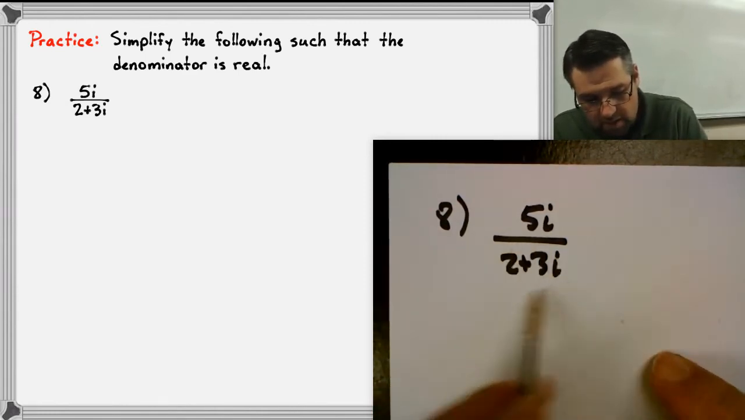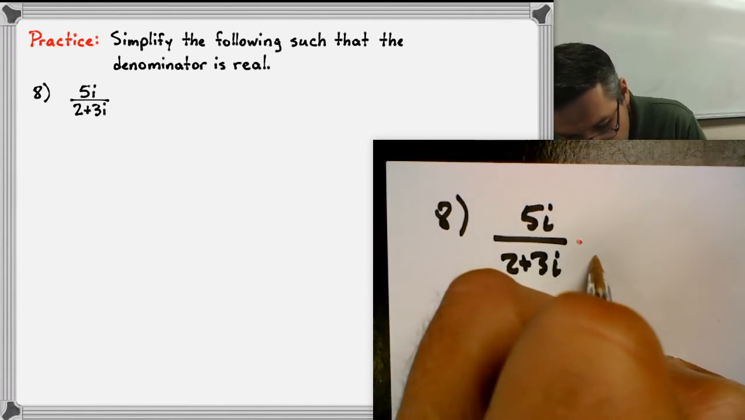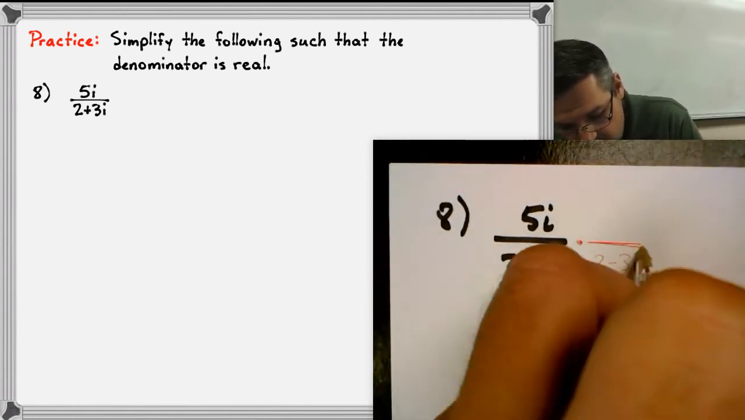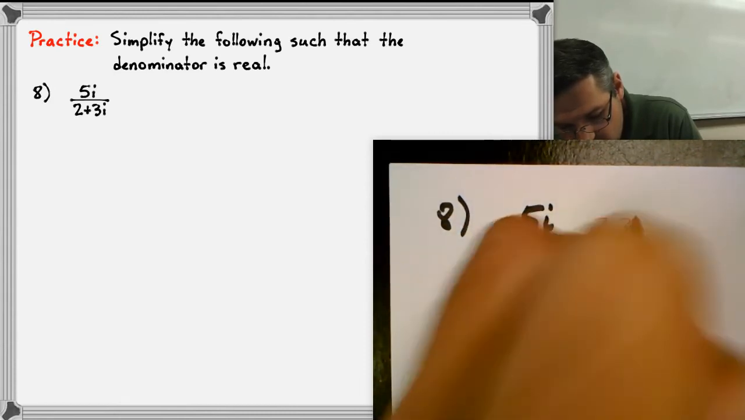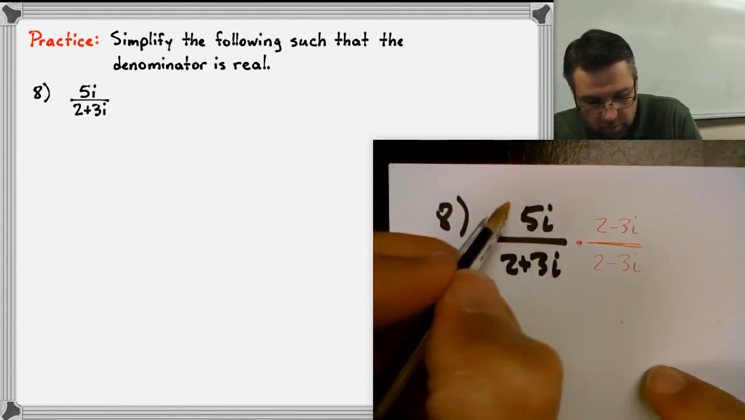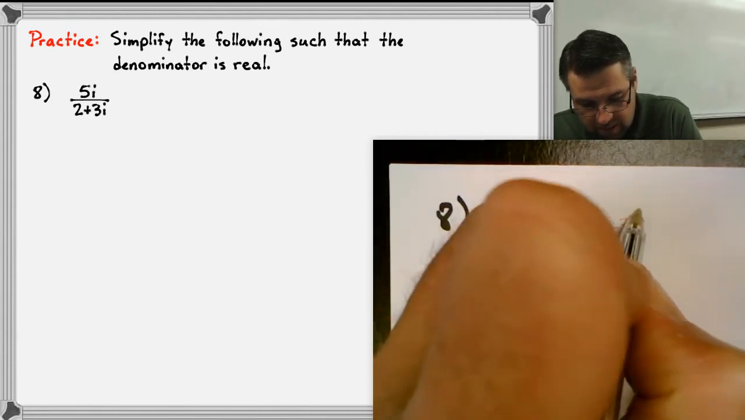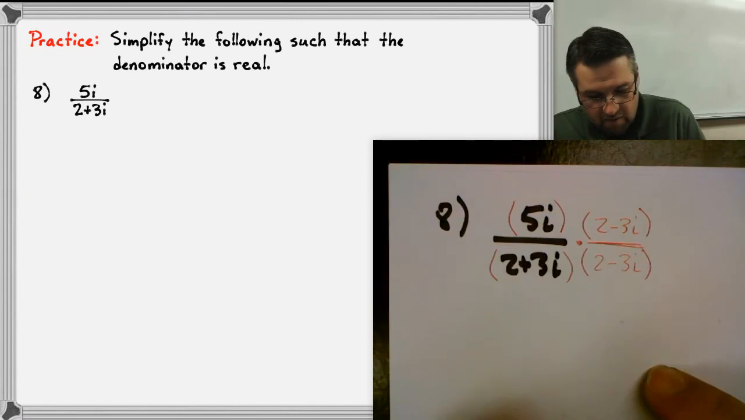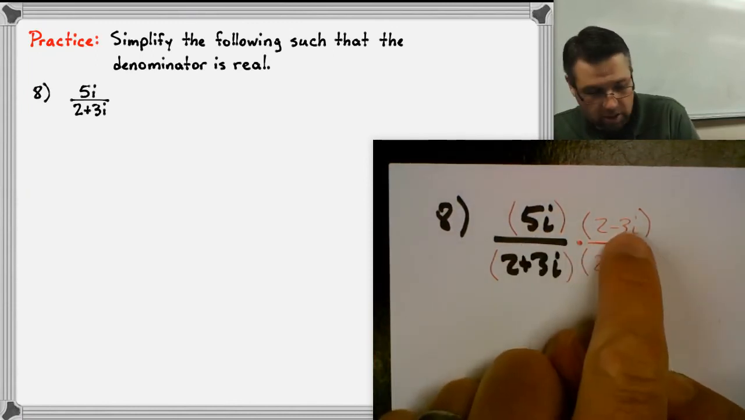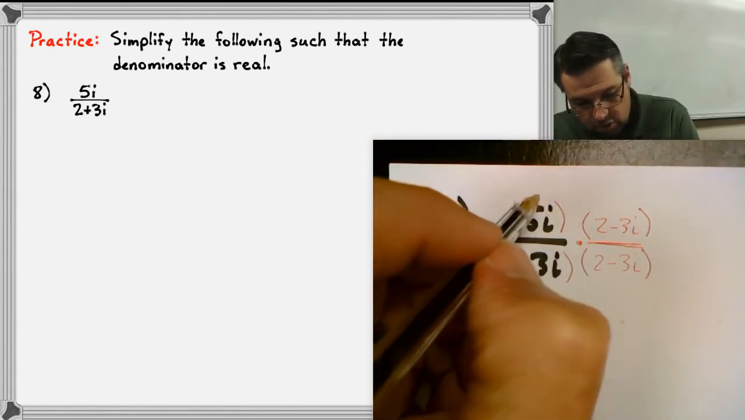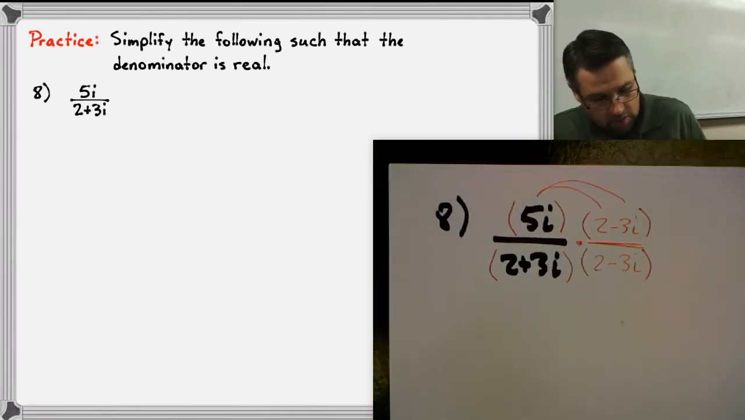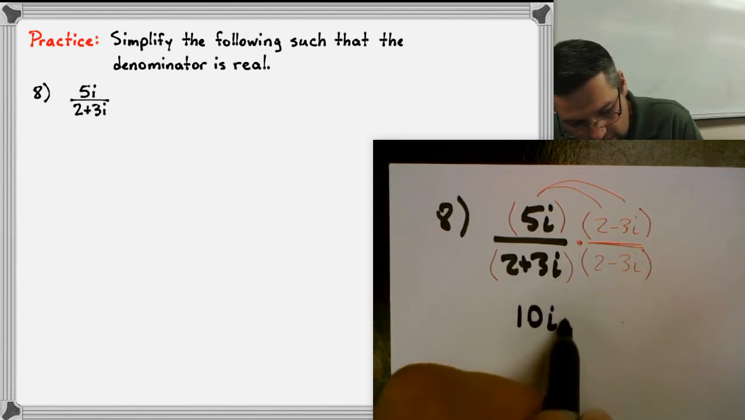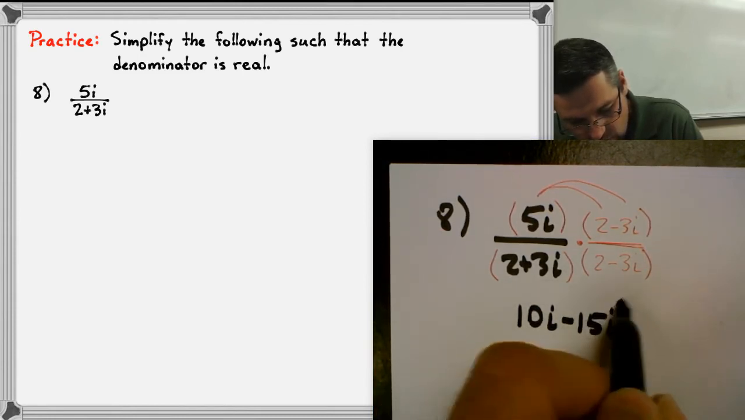Well, I multiply the denominator by its conjugate, so it's going to be 2 minus 3i. But when I do that, I have to do that with the top so that I'm multiplying by just 1. So now I'm going to put parentheses around all of this so I can see it. Now the top is pretty simple. We have a monomial times a binomial, so all I have to do there is distribute the 5i into both of those. That's going to clean up nicely. That's going to end up being 10i minus 15i squared.